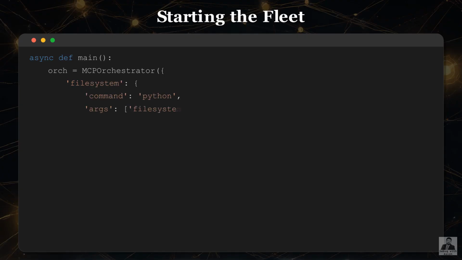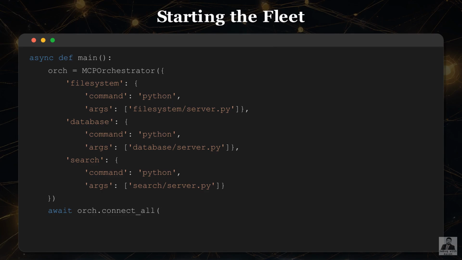Starting the fleet is 3 lines. Create the orchestrator with the server definitions. Call connect all, which launches all 3 servers in parallel using asyncio.gather. Then pass the orchestrator to the agentic loop with a question. Here, we ask it to find all Python files and count them. The model will call file system double underscore list directory to explore the project, and file system double underscore read file if it needs to inspect specific files, and synthesize a count from the results.